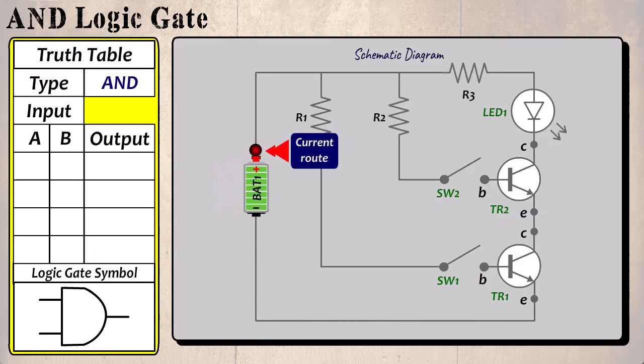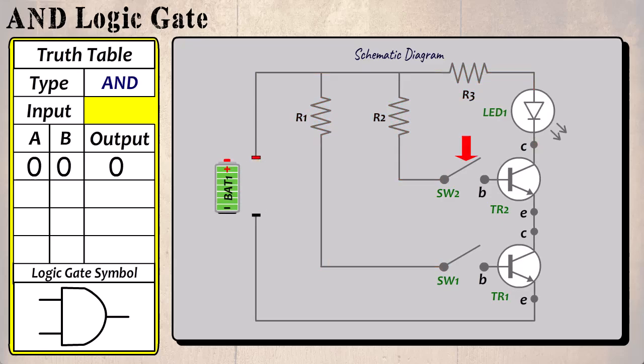When the battery is connected, current flows through R1 and to SW1. Since the switch is off, the transistor is off or non-conductive. It also travels through R2 to SW2, and again the switch is off, so this transistor is also off. The current continues through R3, but since both transistors are off or set to 0, the LED does not light since a complete electrical circuit cannot be made. So when both inputs are 0, the output is also 0.